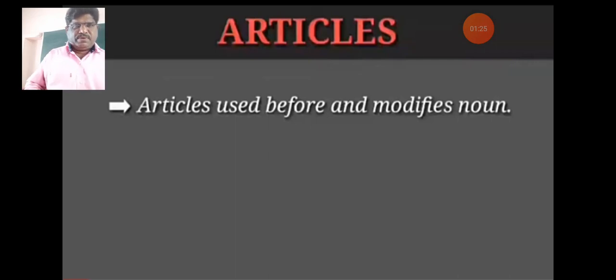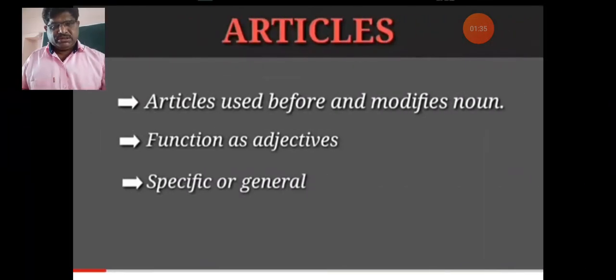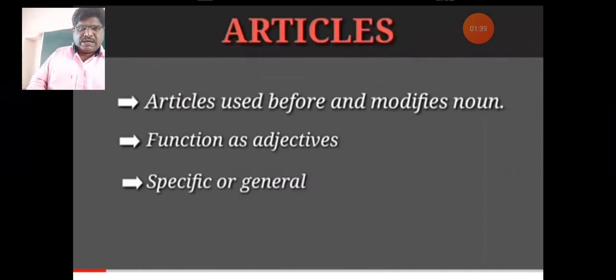Articles are used before and modify nouns. Just before the noun, we put articles. What is the function of an article? Articles function as adjectives. An adjective qualifies a noun; the quality of the noun is given by the adjective. The articles do the same function.